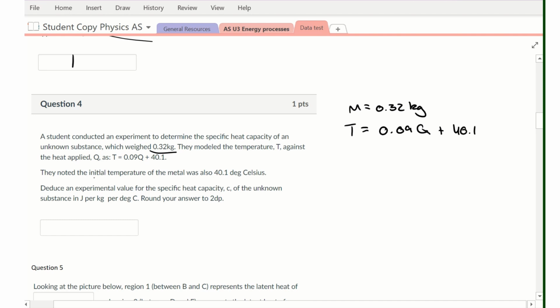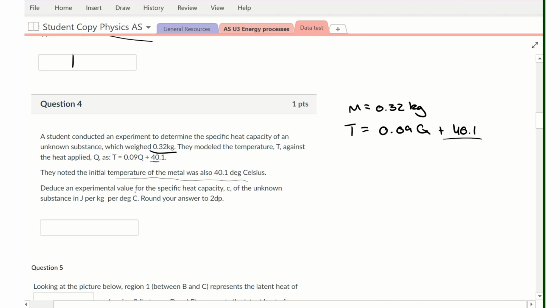Now take a look at this. They noted the initial temperature of the metal was also 40.1 degrees Celsius. That's the number we just got there. And that's an important concept in physics as well. When we're looking at these linear models, T represents Y, that's our gradient, so Y equals mx plus C. C is the y-intercept. But in physics, it's actually the starting value. It's the number that you actually start with. So we've got that the initial temperature is 40.1, and that's how that's incorporated there.